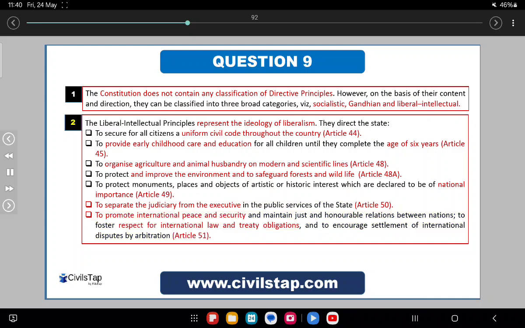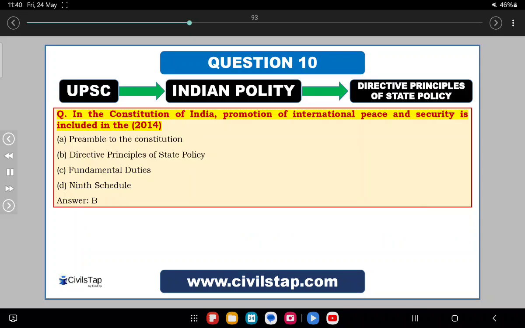Article 51. Q. In the Constitution of India, promotion of international peace and security is included in the 2014. A. Preamble to the Constitution. B. Directive Principles of State Policy. C. Fundamental Duties. D. 9th Schedule. Answer, B. Question 10. UPSC Indian Polity, Directive Principles of State Policy.